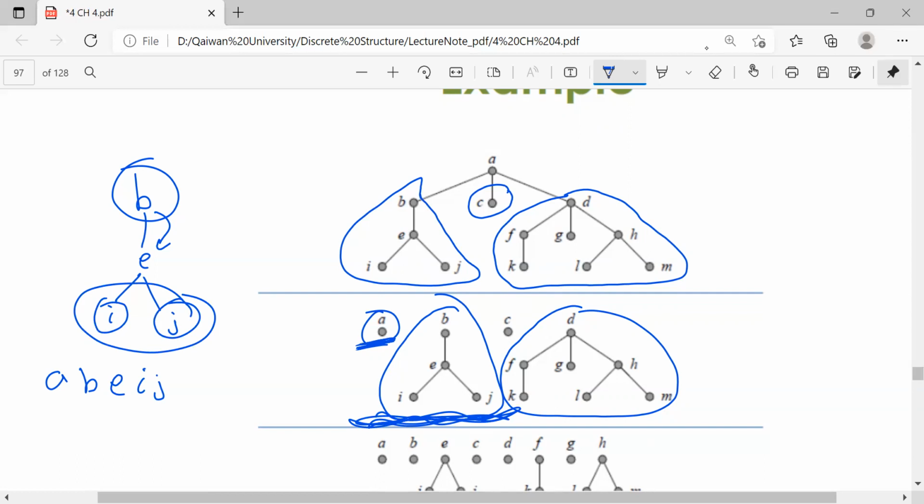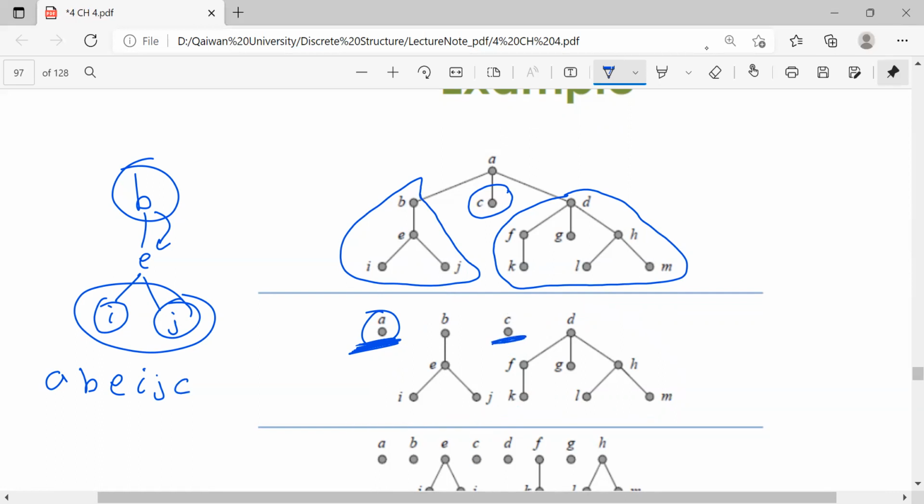So here we have A, then B, E, I, J, and here we have C also. After this subtree, we have C. Then we have this subtree. It's also a tree. For this tree, we first write down the root. Each subtree is a tree and has a root. Here, the root is D. We write down the root, then left subtree and right subtree.